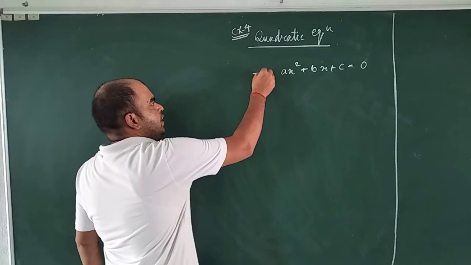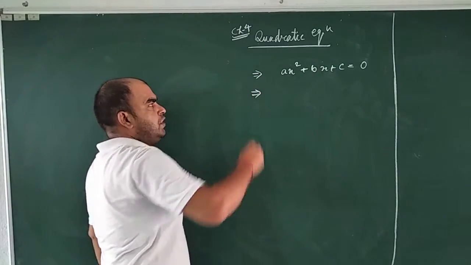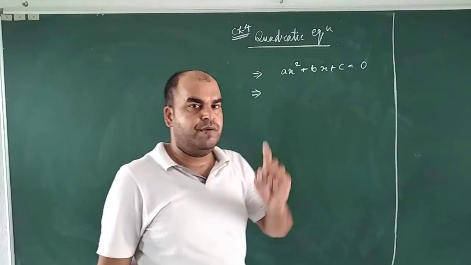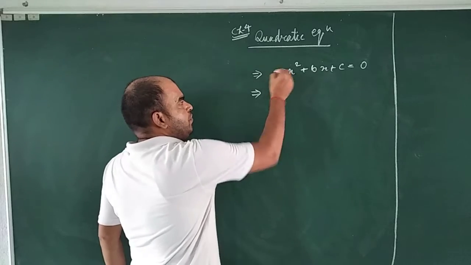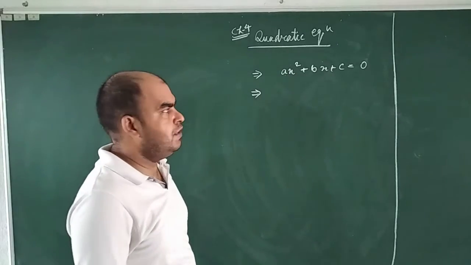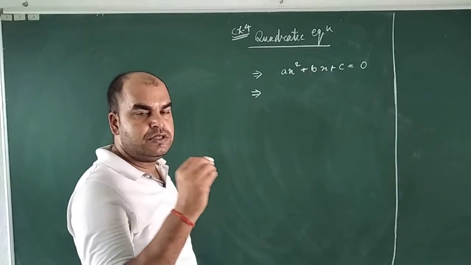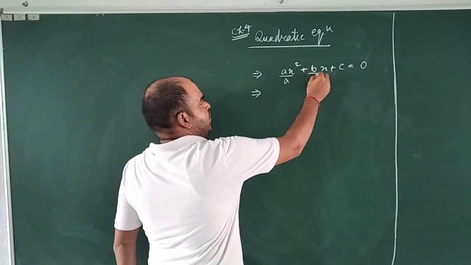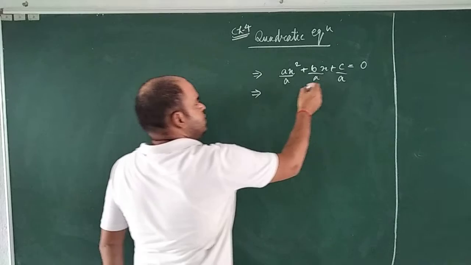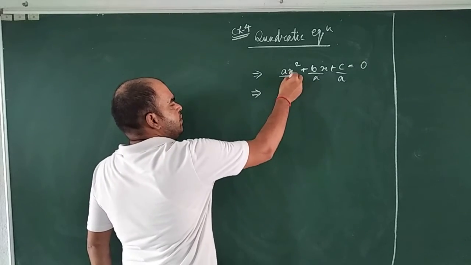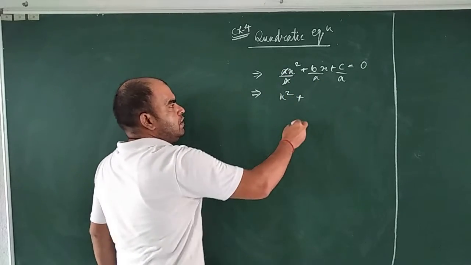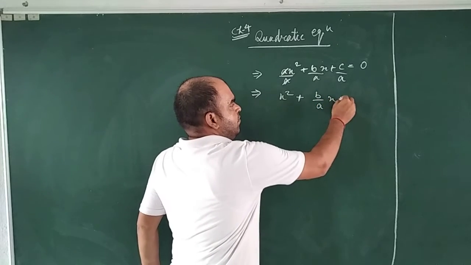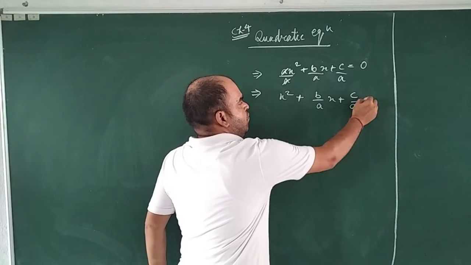See, in the completing square method, firstly we have to make the coefficient of x square 1. So, to make the coefficient of x square 1, we have to divide all these three terms by small a. So you can divide by a. In this condition you will get x square, the a cancels. Now you will get b upon a x plus c upon a equal to 0.